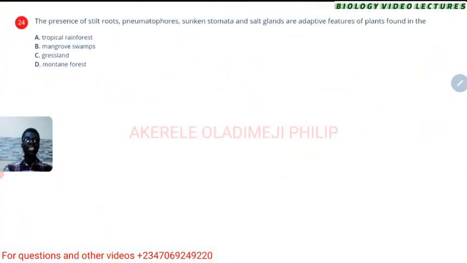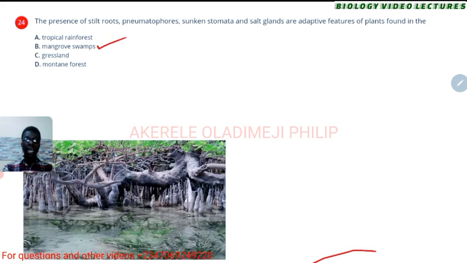The presence of slit roots, pneumatophores, which means breathing roots, sucking stomata, and salt glands are adaptive features of plants found in the mangrove swamp. Actually, mangrove swamp is the one that contains, yes, these are breathing roots. This is an area that sometimes actually has salt in it. Now, what the salt gland does, it's majorly on the leaves, it helps to balance or regulate salt in this water for animals to live in, and also helps the plant itself.